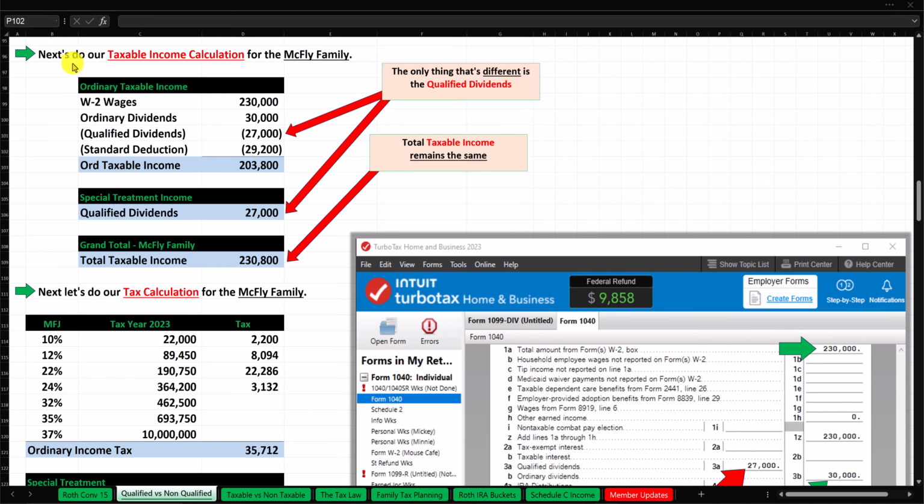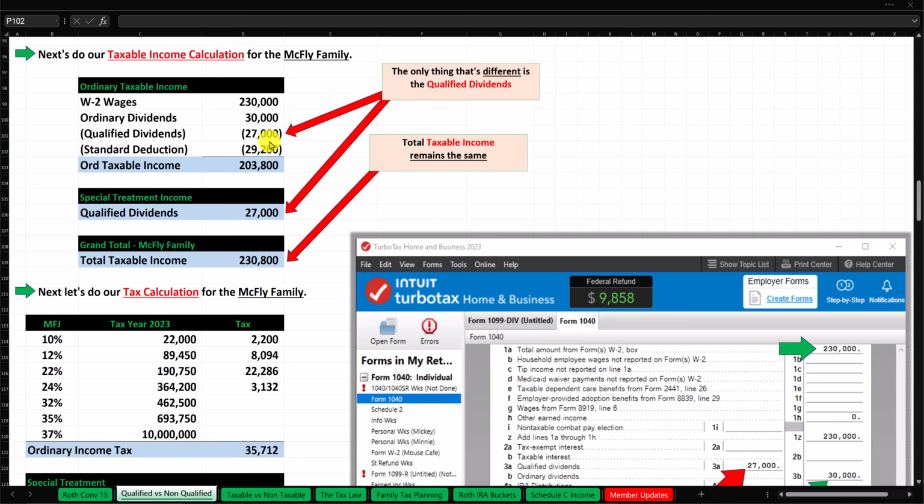All right, next we're going to do our taxable income calculation for the McFly family, and we're going to go through this one a little bit quicker because so far we've only put in one difference between the McFly family and the Barney family. So we have the $230,000 of W-2 wages, that's the same. We have the $30,000 of ordinary dividends, that's the same. This time, however, we have $27,000 of qualified dividends being backed out right here. As I mentioned, this is the only thing so far that is different between the Barney family and the McFly family: the qualified dividends.